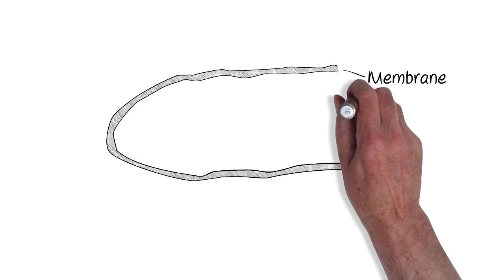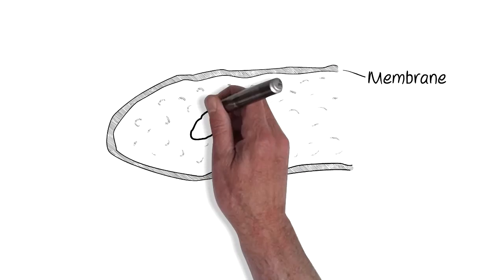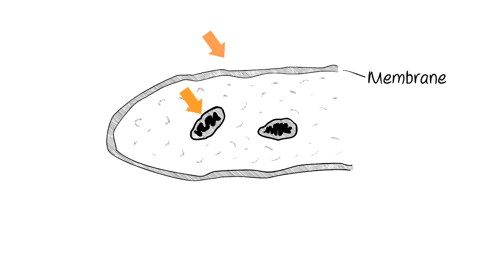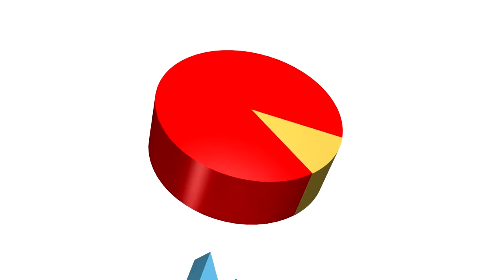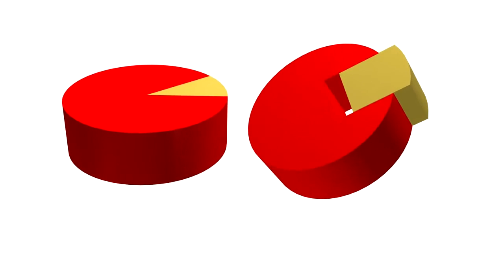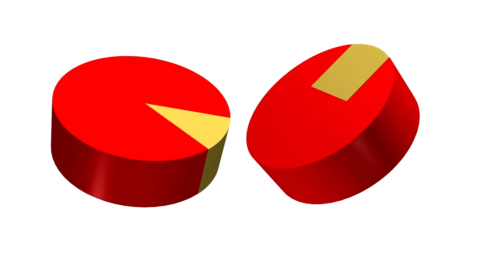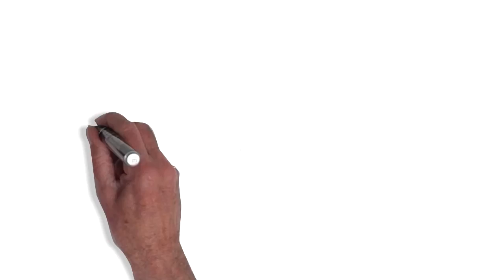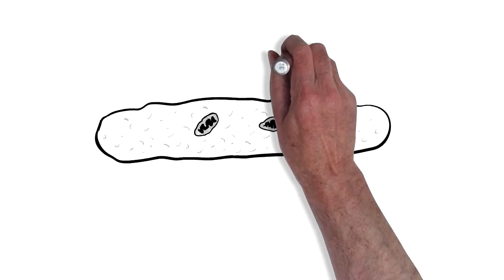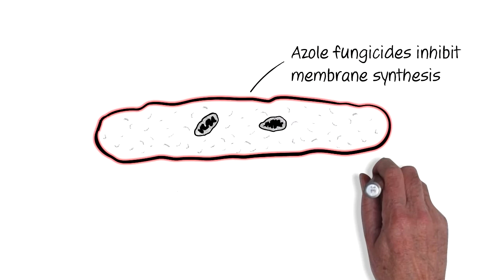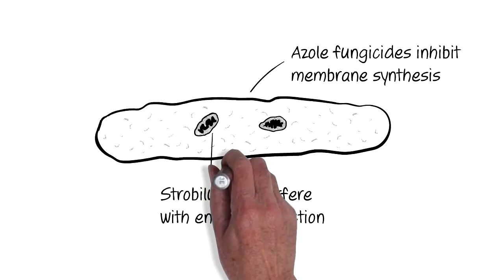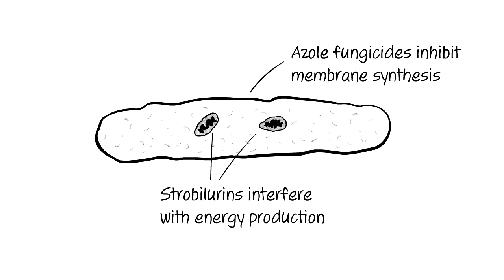Systemic fungicides work by entering the fungal cell, interacting with the target fungal protein. The fungicide locks onto the protein, preventing its normal function, stopping the fungus in the leaf from growing and controlling the disease. Different fungicides interact with different proteins in the cell. For example, azole fungicides inhibit membrane synthesis in the fungal cell, while strobilurins interfere with energy production.